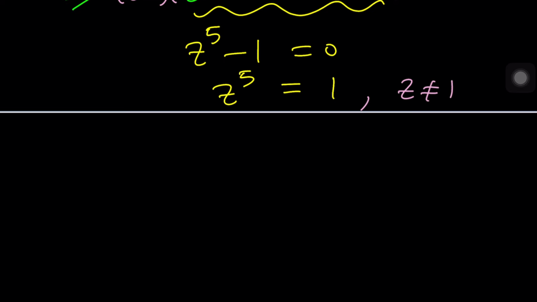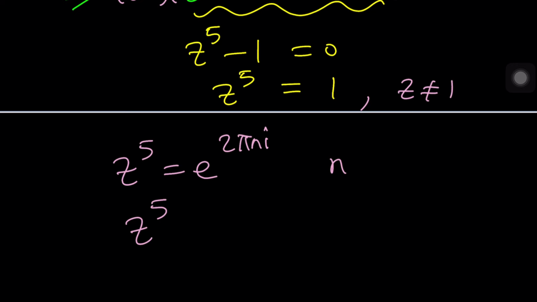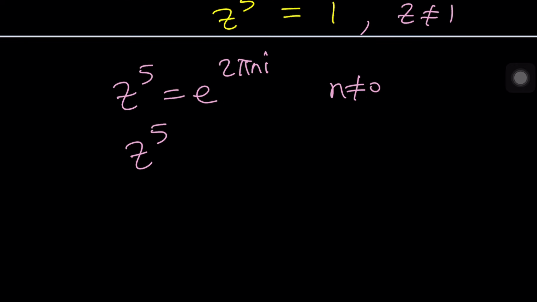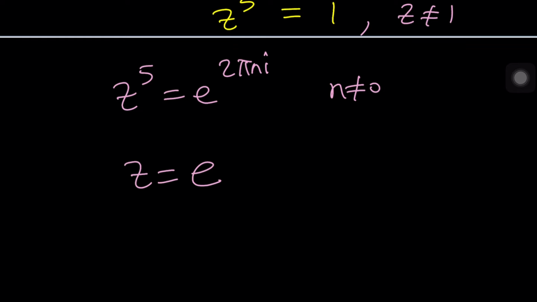All right, how do you find it? You can write the 1 as e to the power 2 pi n i, and then you get z to the power of, make sure n does not equal 0, so you don't get 1. Or should I maybe exclude it later? And from here, if you raise both sides to the power 1/5, in other words, find the fifth roots of unity, you're going to get the following values. n equals 1, 2, 3, and 4. Don't use 5 or 0 because that's going to put you back to square one. I mean, just back to 1, which is not a solution. So these are going to be the solutions.